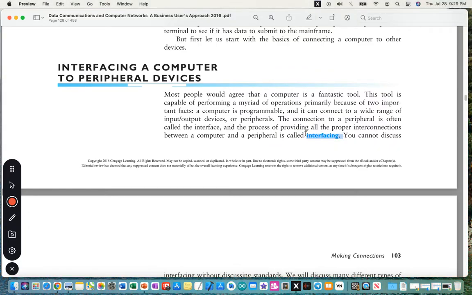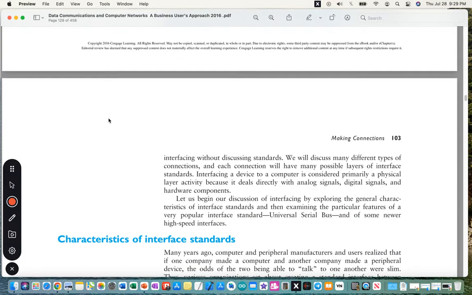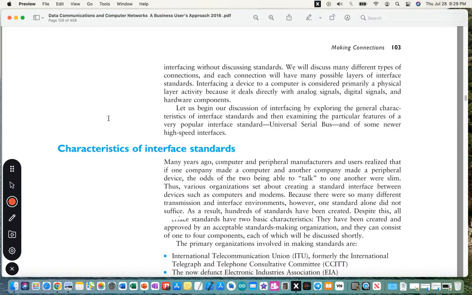So this is called interfacing. The connection to a peripheral is often called the interface. The process of providing all proper interconnections between a computer and a peripheral is called interfacing. All right, this is the process. This is a definition. Then we can keep going.